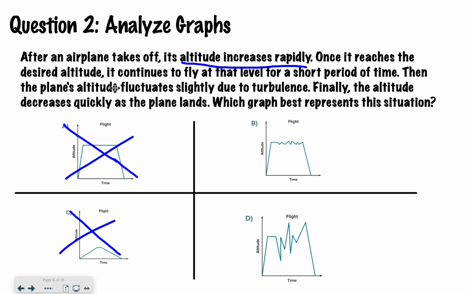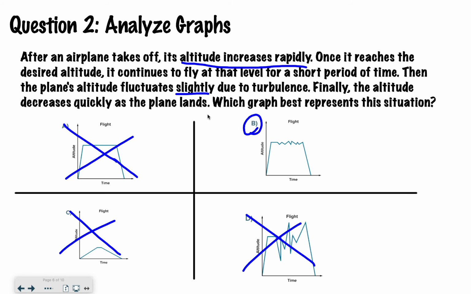Then the plane's altitude fluctuates slightly due to turbulence. Okay, so if we look, B goes up and down just a little bit, and D goes way up and way down. So that "slightly" is going to tell me that letter B would be the correct answer.